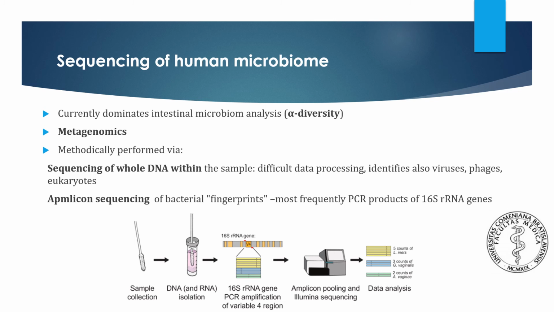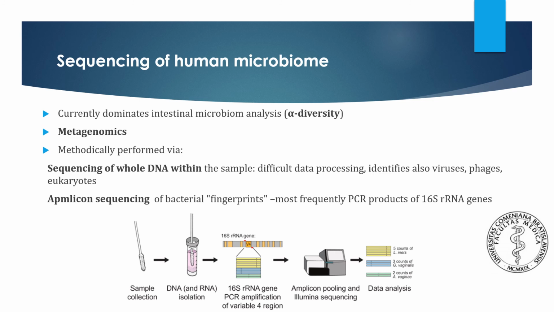For example, what would the beta diversity be if we scanned several places of the human body and then compared the diversity? So this is basically all metagenomics, and it is performed methodically either by sequencing the whole DNA within the sample, which is very difficult for data processing. It also identifies viruses, phages, eukaryotes, but it is very helpful as well, and has the potential to identify really every pathogen that we currently know and that was sequenced by us.